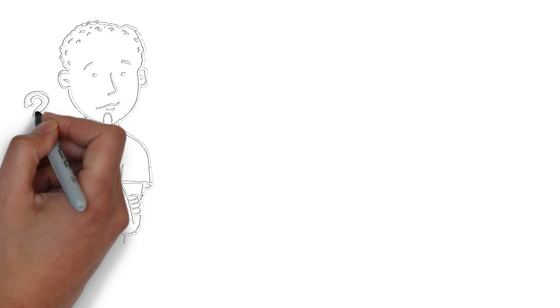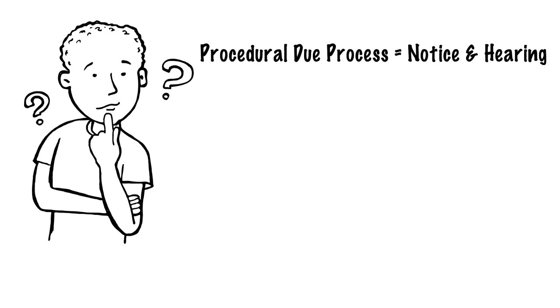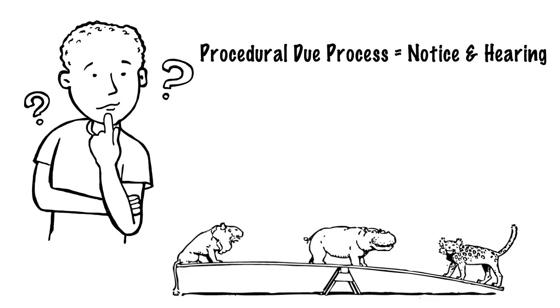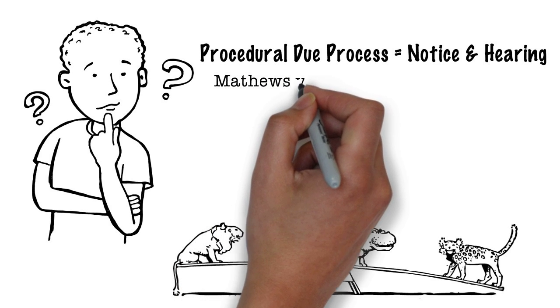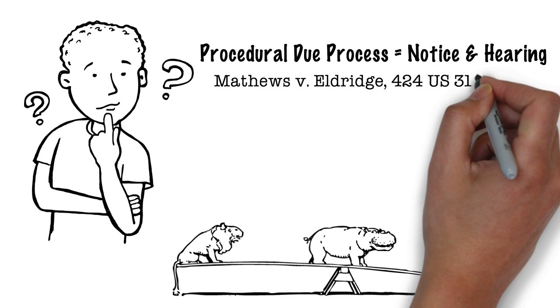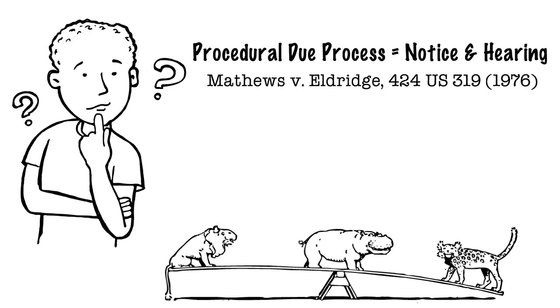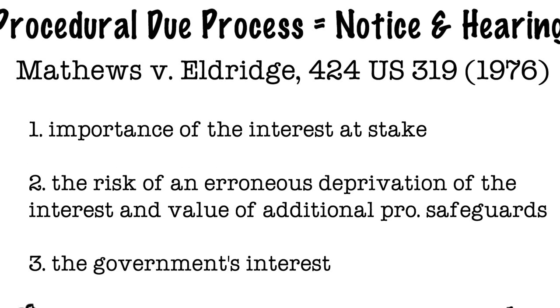So how do you know how much procedural due process is required? Remember, that's our notice and our hearing. The Supreme Court uses a balancing test. That balancing test is from a case in 1976 called Matthews versus Eldridge, and it has come to be known as the Matthews balancing test or economic balancing test. There are three factors that the court weighs in determining how much procedural due process is required.